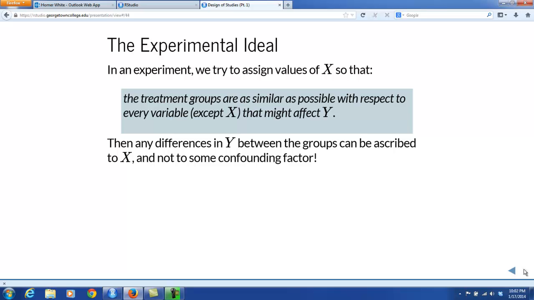If all the groups are the same with respect to every other variable Z, then there's no way that some other variable Z could be associated with X. And so we couldn't even get started on Z being a confounding factor. So in the next part of the chapter, we'll look at how people design experiments so as to try to approximate this ideal. It can never be achieved exactly in practice, but there are clever ways to approximate it pretty well.